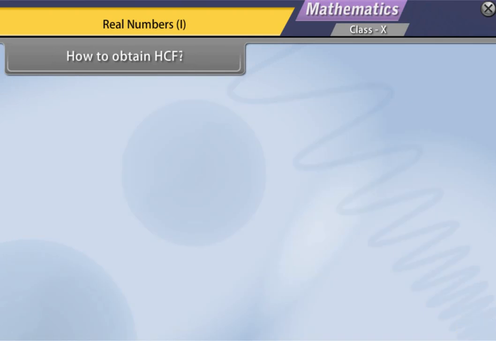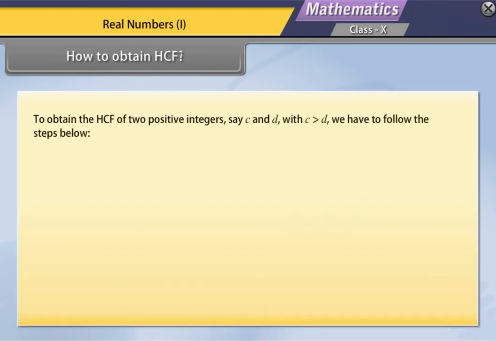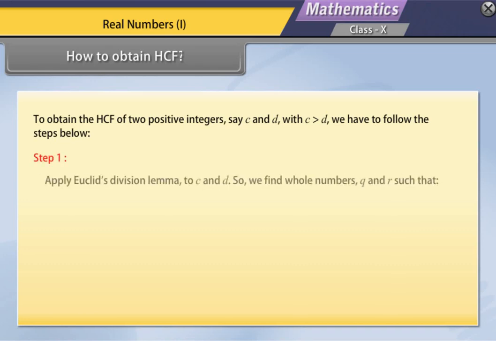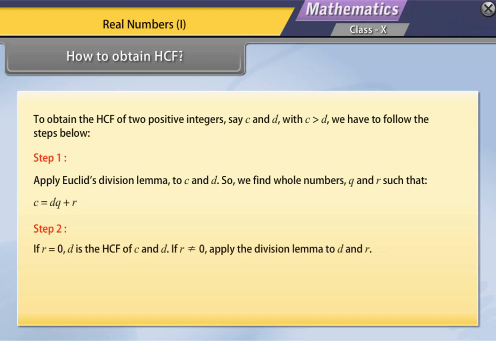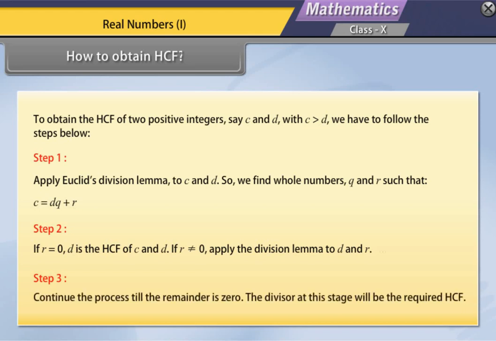How to obtain HCF? To obtain the HCF of two positive integers, say c and d, with c greater than d, we have to follow the steps below. Step 1. Apply Euclid's Division Lemma to c and d. So, we find whole numbers q and r such that c is equal to dq plus r. Step 2. If r is equal to 0, d is the HCF of c and d. If r is not equal to 0, apply the division lemma to d and r. Step 3. Continue the process till the remainder is 0. The divisor at this stage will be the required HCF.